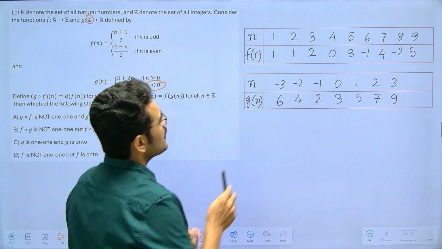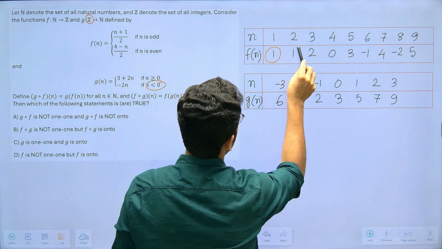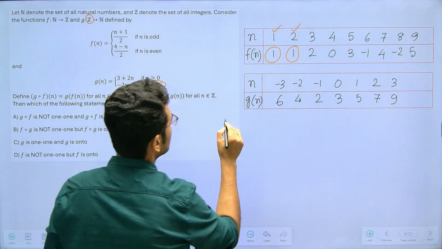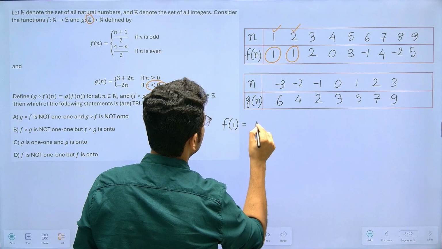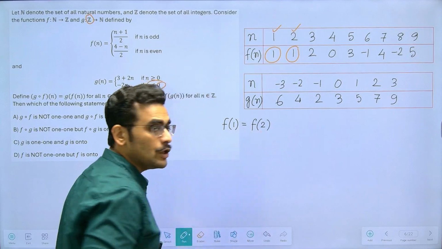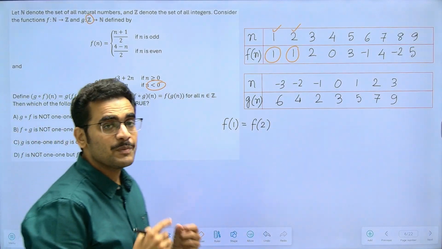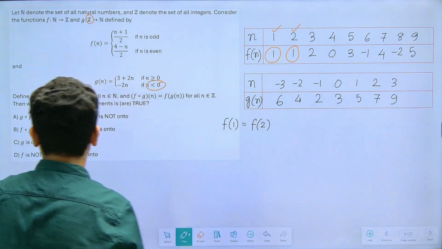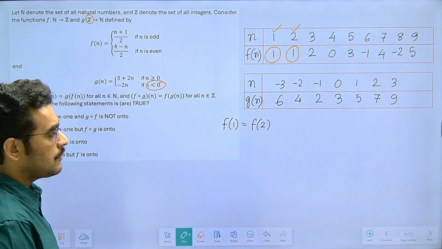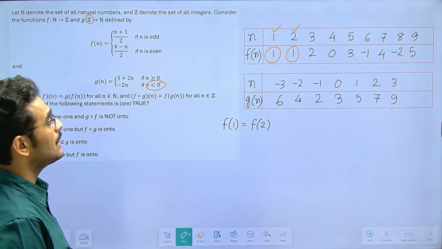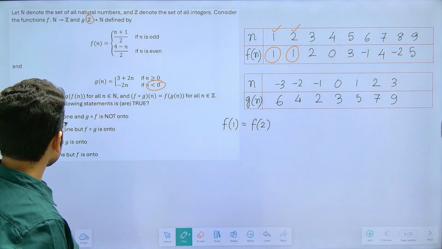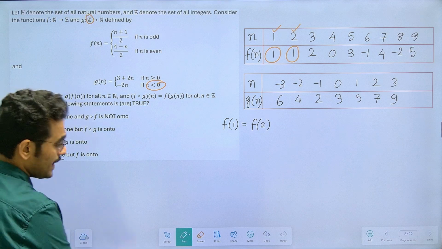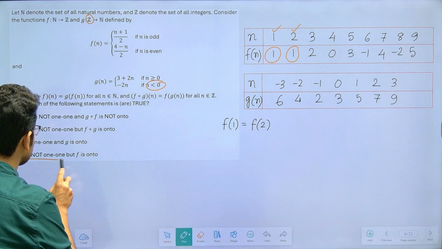Now you see that first of all f(n) is returning 1 for two different values of n. f(1) is equal to f(2). What does it mean? f must be a many to one mapping. So f is many to one. f is not 1-1, of course. So option D, f is not 1-1, is definitely correct.